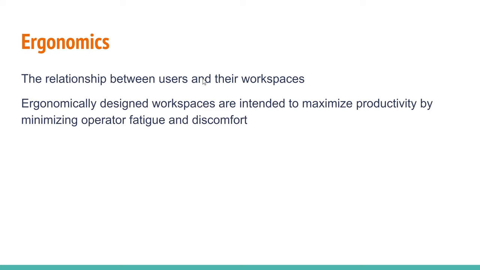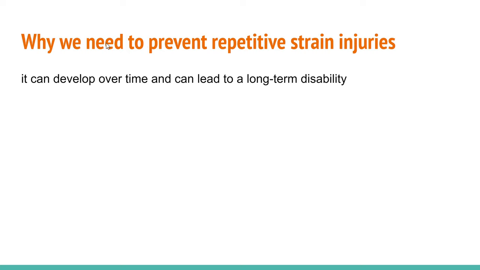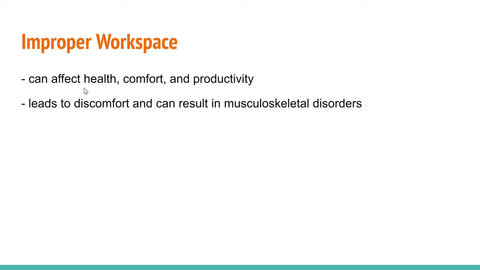Ergonomics: the relationship between users and their workspaces. Ergonomically designed workspaces are intended to maximize productivity by minimizing operator fatigue and discomfort. Ergonomic workspace: proper posture, use a footrest, elbows on arms bent at 90 degrees, monitor below eye level, frequent breaks. Why prevent repetitive strain injury? It can develop over time and lead to a long-term disability. Improper workspace can affect health, comfort, and productivity, leads to discomfort, and can result in musculoskeletal disorders.